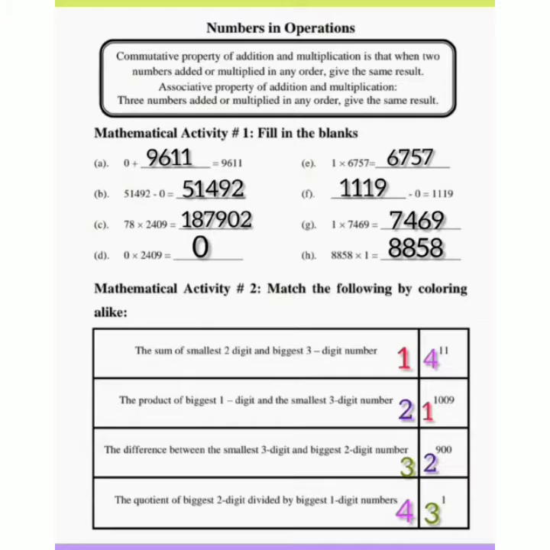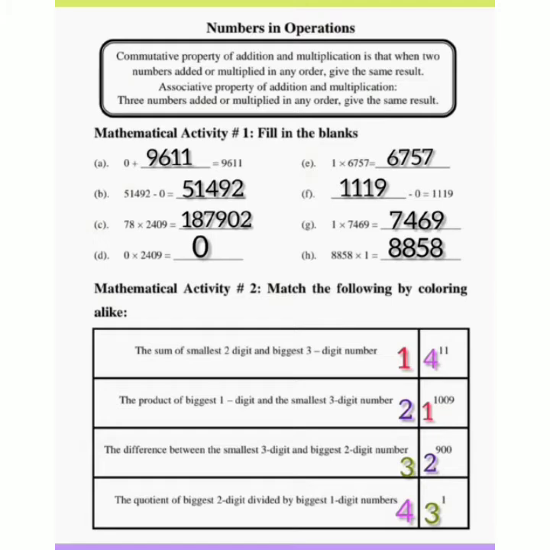The next question is the product of the biggest 1-digit and the smallest 3-digit number. As you all know, the biggest 1-digit number is 9 and the smallest 3-digit number is 100. So the answer would be 900. You have to match it with column 2. The next question is the difference between the smallest 3-digit number and the biggest 2-digit number. So what would be the answer? The answer would be 1. We have to match 3 with the 3.